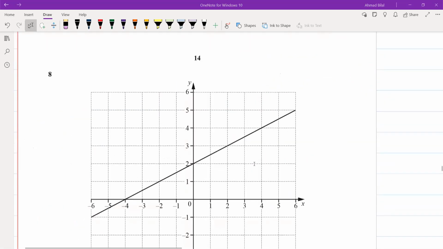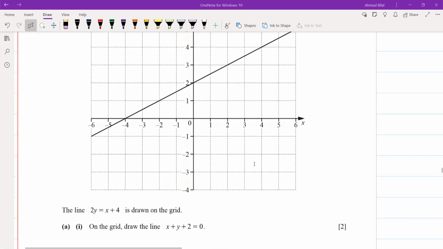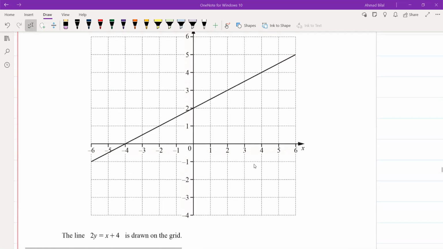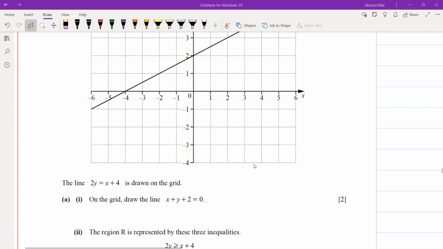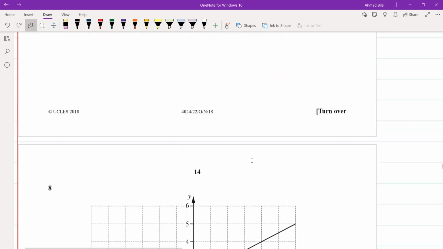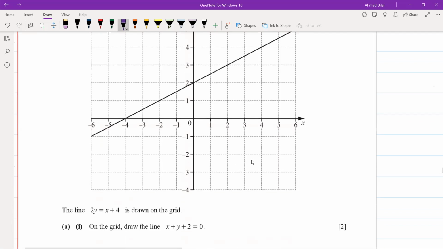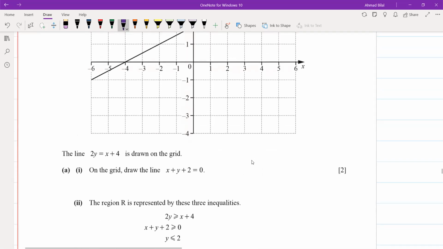So question number 8. Question number 8 में क्या है? We have a line 2y equals x plus 4 that is drawn on the grid. You can see that there. On the grid, draw the line x plus y plus 2 equals 0. तो ये आपने line draw करनी है. X plus y plus 2 equals 0.